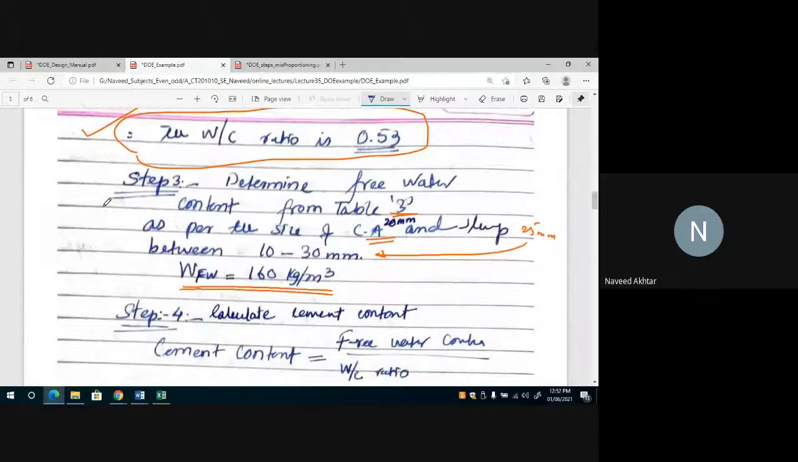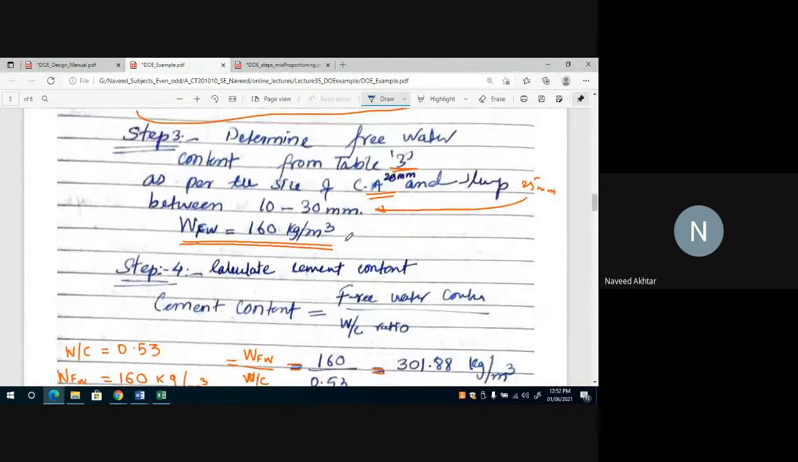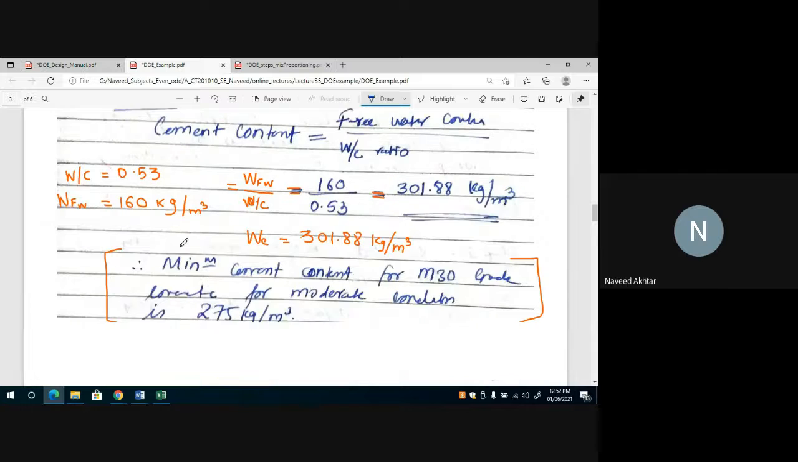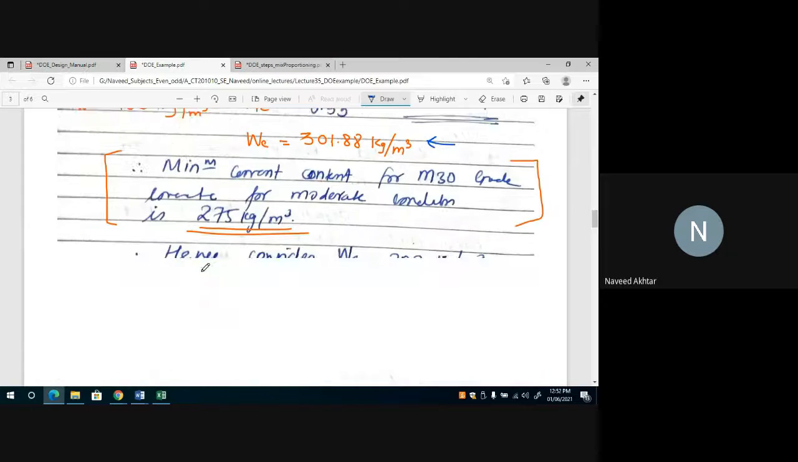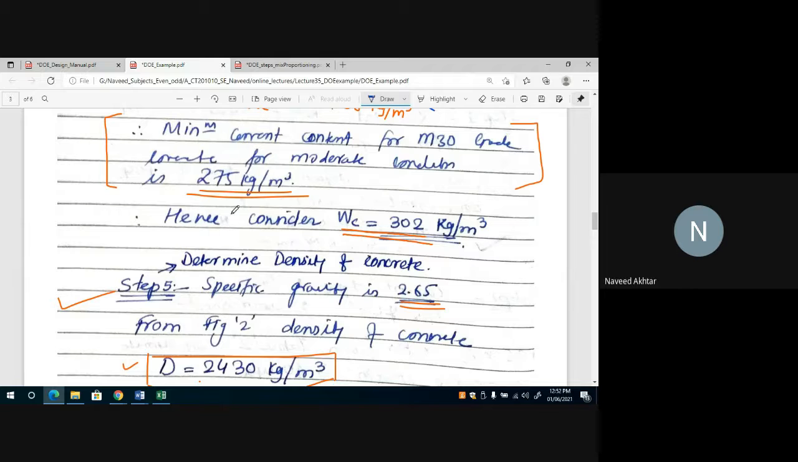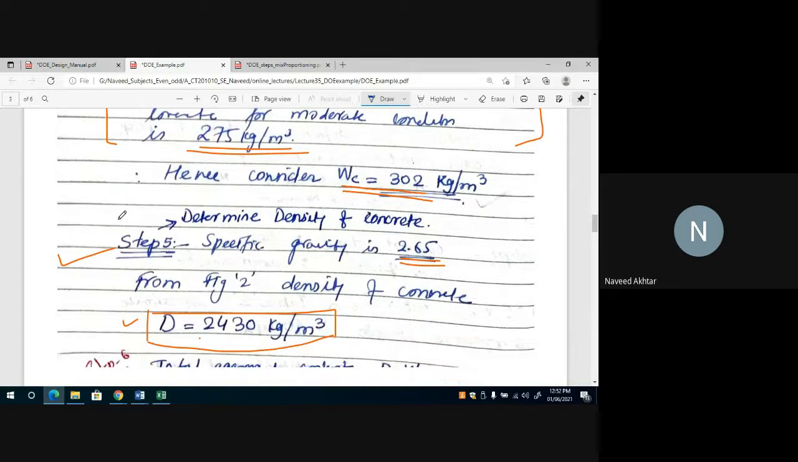And then step number 3, you can find out the free water content based on the coarse aggregate type and the slump value. Then you can calculate the cement content because you know the water to cement ratio. Divide the water content by the water to cement ratio, you will get the cement content. And then compare the cement content with the minimum requirement for durability as per British Standard Code 8110.